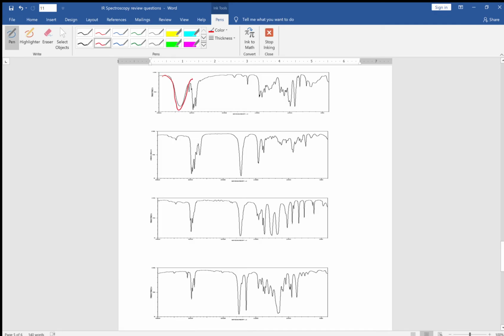This is definitely an alcohol peak, so we know immediately this has to be compound C. This has the Fermi doublet at 2700. That has to be the aldehyde, which is molecule A.